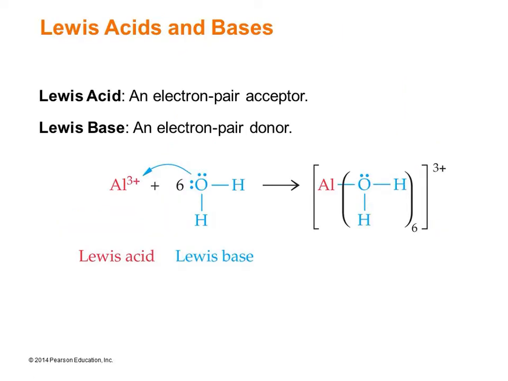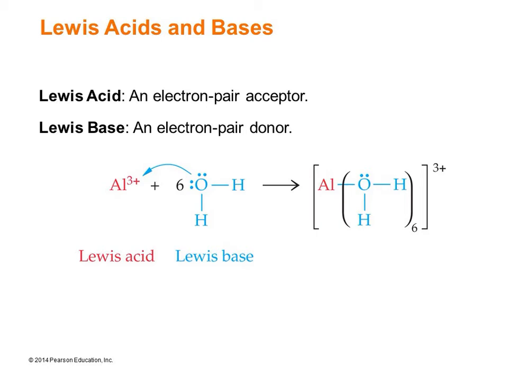A Lewis acid is an electron pair acceptor. A Lewis base is an electron pair donor. The big place where we see the Lewis acid definition broadening things is in the concept of the metal ion. We talked about metal ions functioning in an acid-base context previously. Let's look at what they're doing.